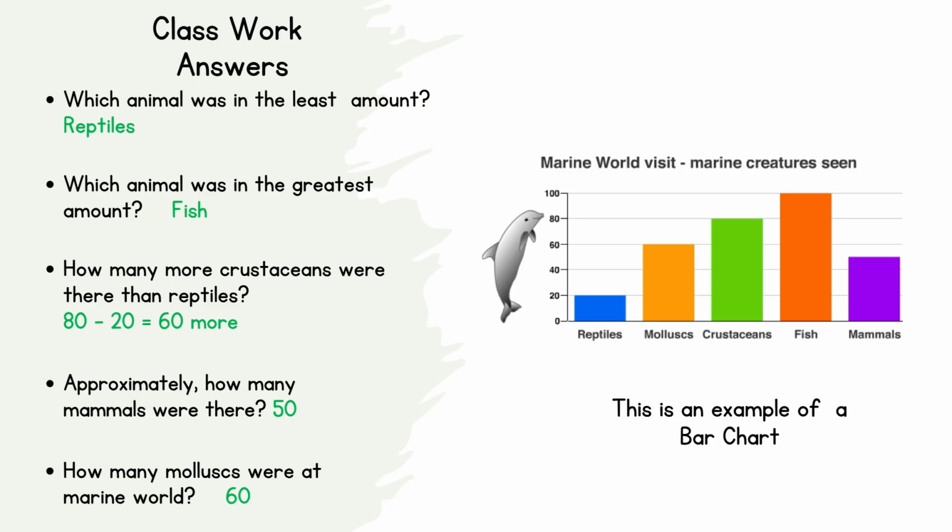Great! The animal that was in the least amount were the reptiles. The animal that was in the greatest amount were the fish. The difference between the crustaceans and the reptiles were 60 more. Approximately how many mammals were there? 50. There were 50 mammals. As you can see, it's between the 40 and the 60 mark, so between that is the halfway mark. It was 50. So how many mollusks were at Marine World? And we have 60 mollusks.